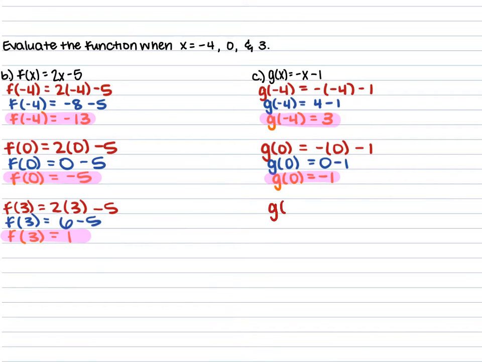And then lastly, we do g of 3. So the opposite of 3 minus 1. The opposite of 3 is negative 3, minus 1 is negative 4. So g of 3 is equal to negative 4.